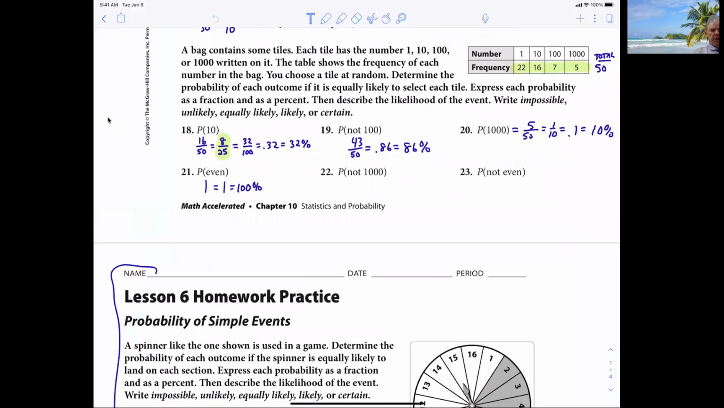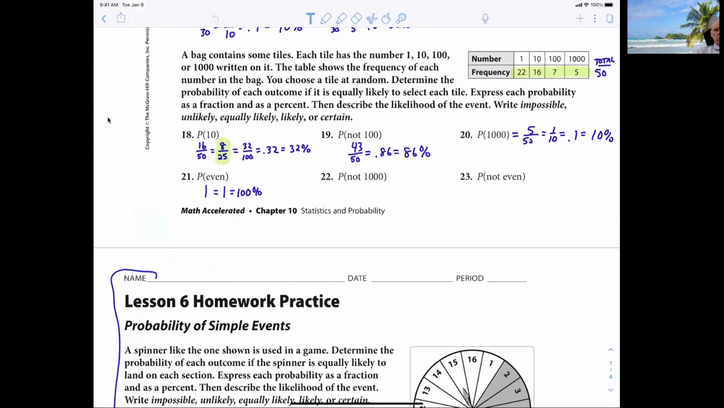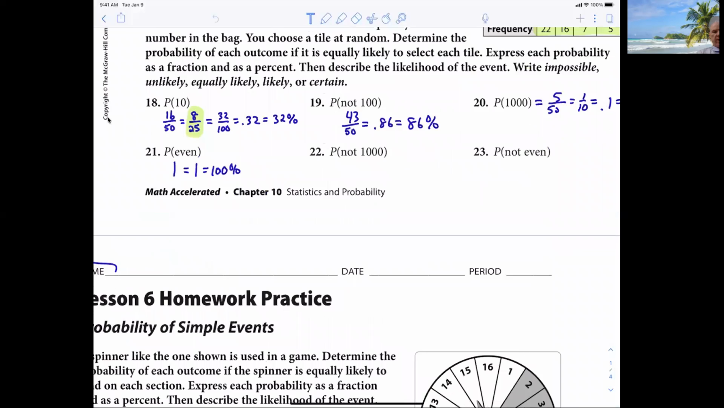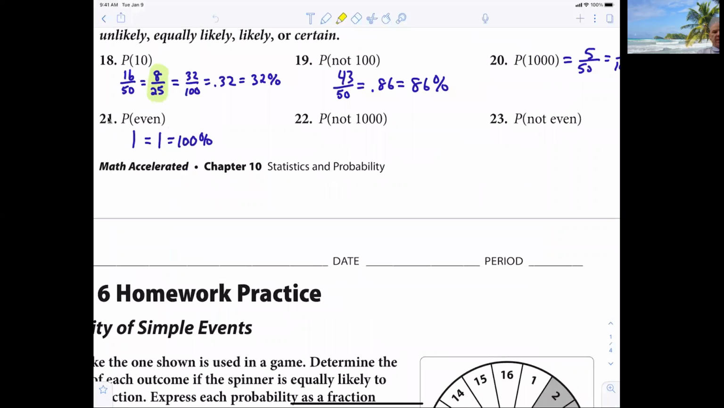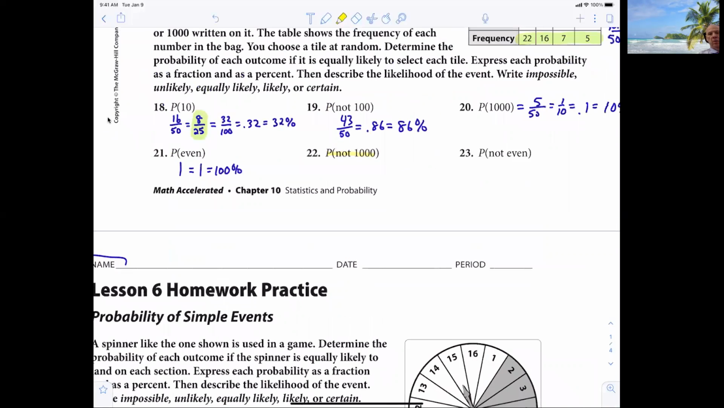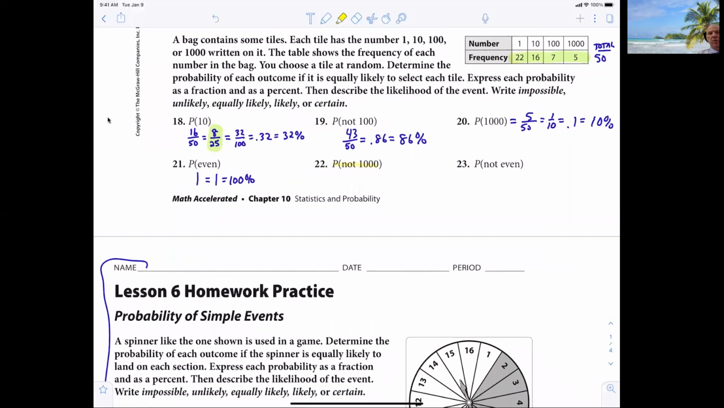All right? Let's finish up. Everybody go back to number 22. To number 22, this guy right down here. It's asking, what's the probability that you're not 1,000? All right. So Ashley, what was that? Yes, 45 out of 50. I want everybody to write that down.